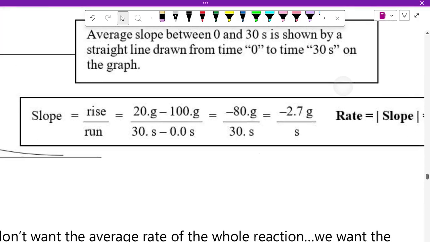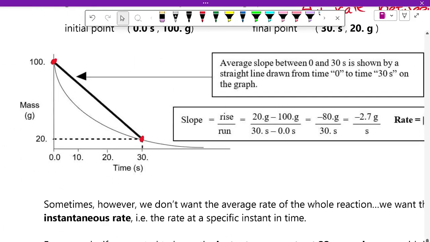Are we good with that, or do I need to talk more about how I got those numbers? You guys are good with reading graphs? Okay.